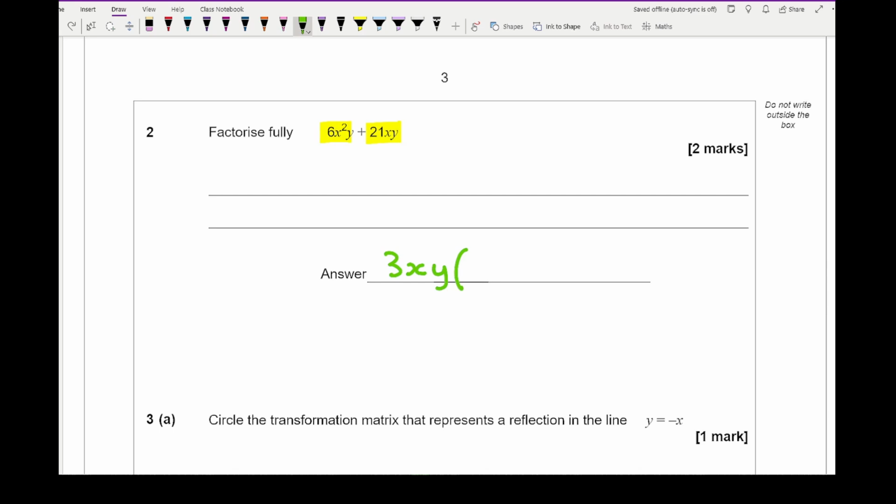Then what do I need to multiply this to get the first term? Well, I've got 3, but I want 6, so I need a 2. I've got x, but I want x squared, so I need another x, and I've got 1y and I want 1y, so that's absolutely fine. Then moving on to the second term, I've got 3, but I want 21, so I need a 7. I've got a single x and I want a single x. I've got a single y and I want a single y. So I can close the brackets, and that gives me my answer there.